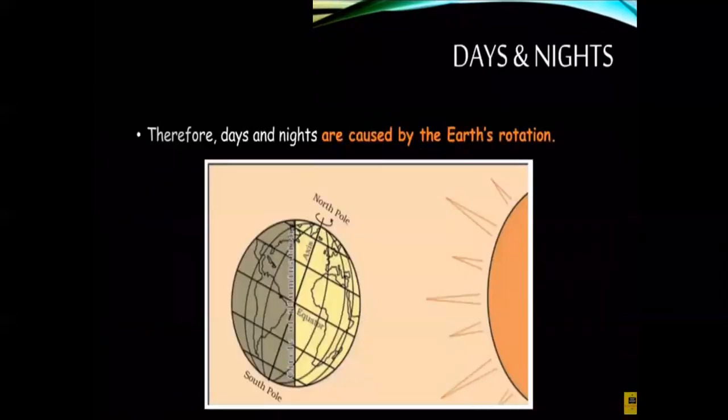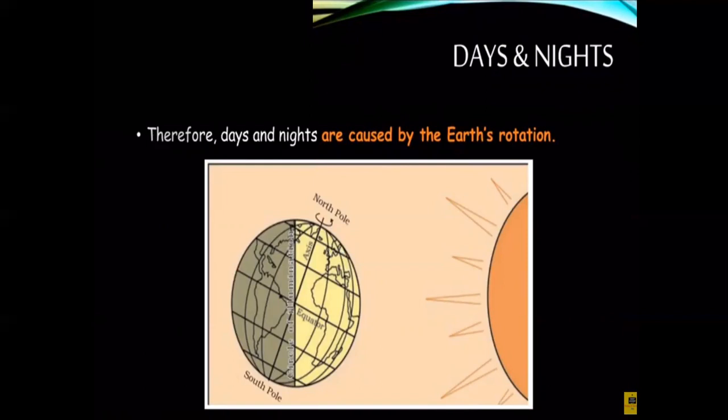Therefore, the days and nights are caused by the Earth's rotation. Keep that in mind. Memorize this: we are experiencing day and night only because the Earth is rotating. We can believe that, because it is true. It is a fact.